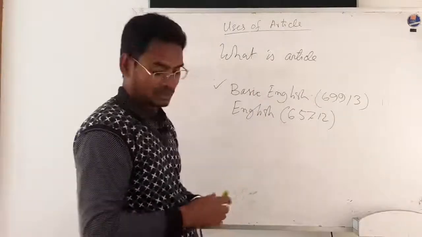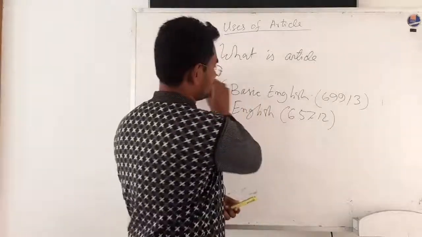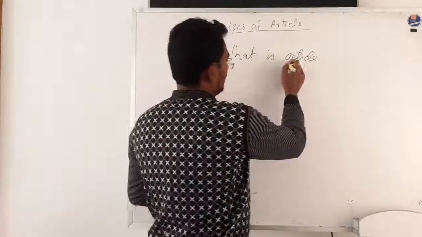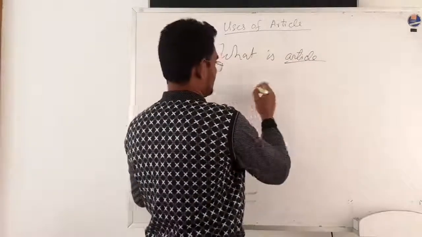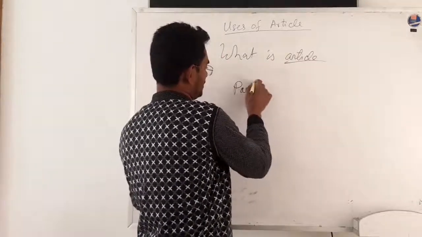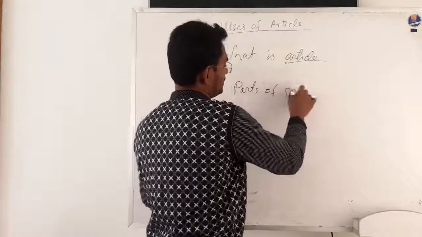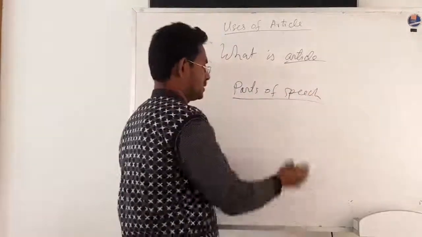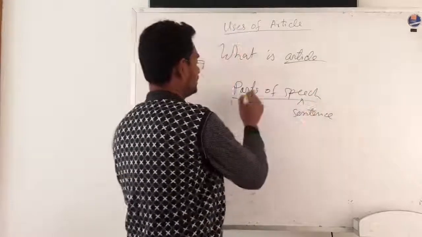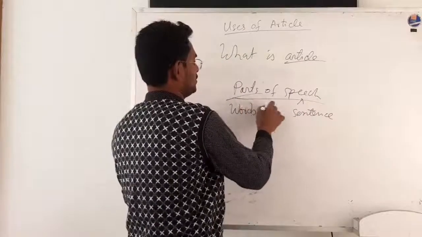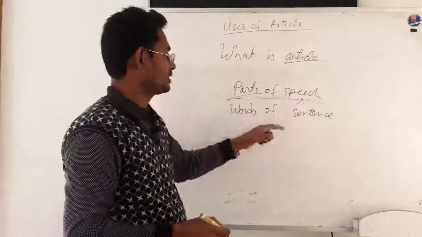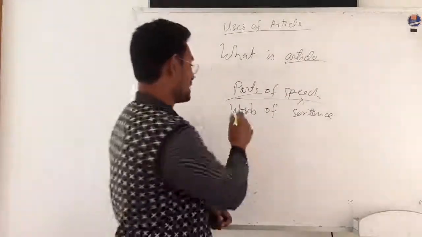Okay, first question, what is article? Dear learners, look at what is article. Article is one kind of part of speech, okay? What is part of speech? Speech means sentence, and parts means words. Parts of sentence. So, parts of speech means words of a sentence. This is the classification of words.